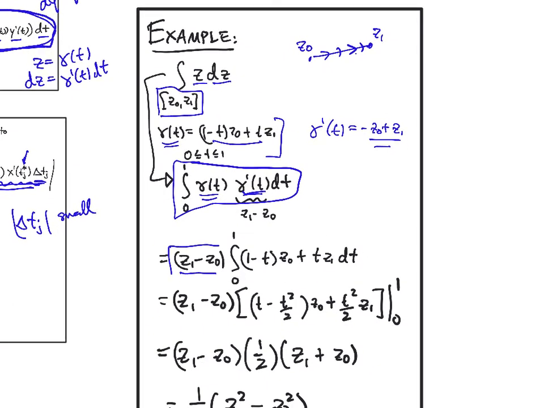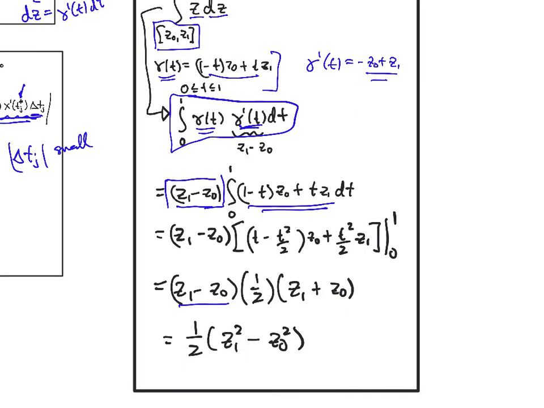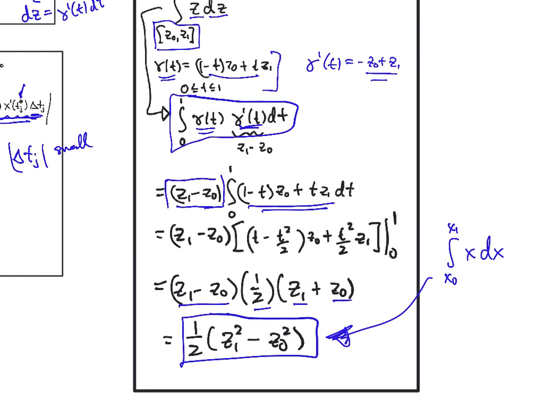And then you just have to do the basic calculus to compute it. So this term comes out front, and you have to integrate this with respect to t. I won't go through the details of that, but you end up with (z1 minus z0) times one half (z1 plus z0). But you end up with a very familiar expression that looks just like we were integrating x from x0 to x1 of something like x dx. And we'll see that it's no coincidence very soon. On the next slide, we'll get into piecewise C1 curves and some important formulas.